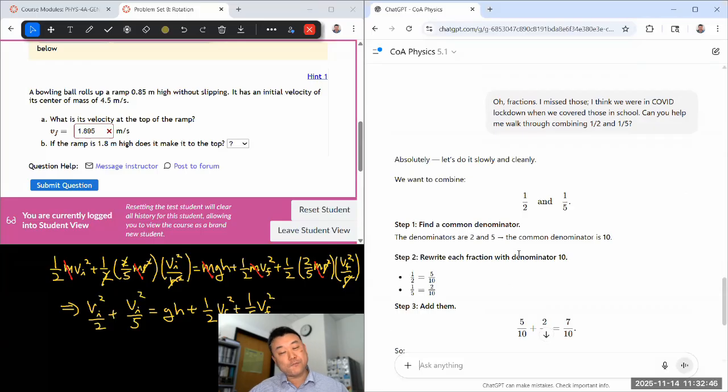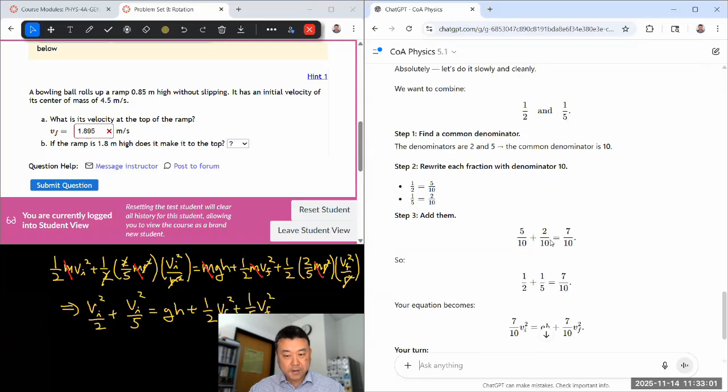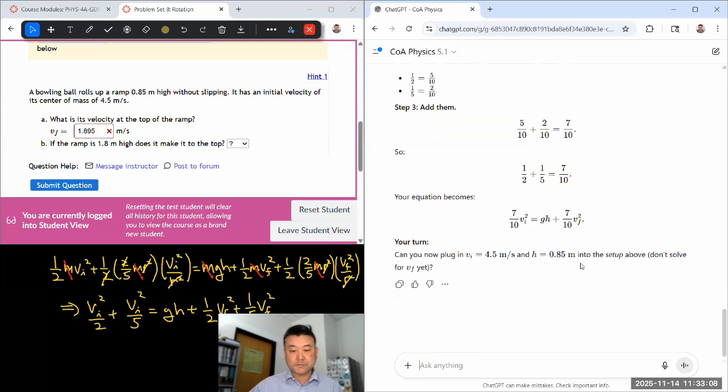But if you need some review, this is again what generative AI is great for, just-in-time review. Do 1/2 and 1/5. Find the common denominator, 10. So put 1/2 into that term, 5 over 10, 1/5 into that, 2 over 10. Now you can add, denominator stays the same, 10, and numerators add, so 7/10. Okay, so it becomes that.